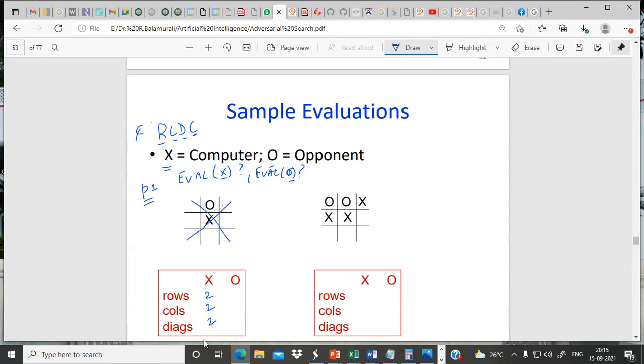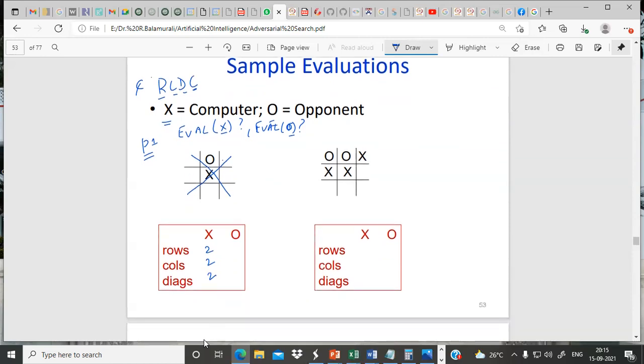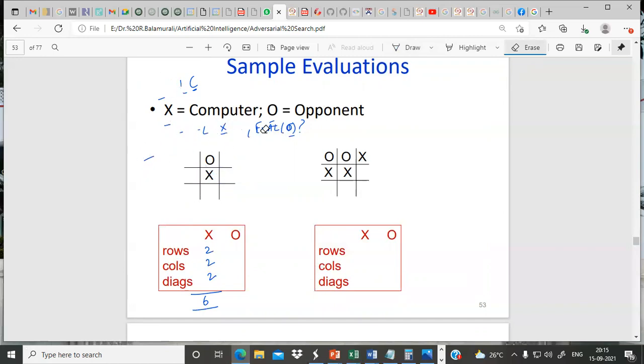Now add up all these things. When you add them up, what do you get? 6. So this 6 is the value for this board position, the evaluation function, or you can also call it the heuristic function. The heuristic value for this board position for player X, that is for computer, is 6. This is the possibility score for the computer to make a win.